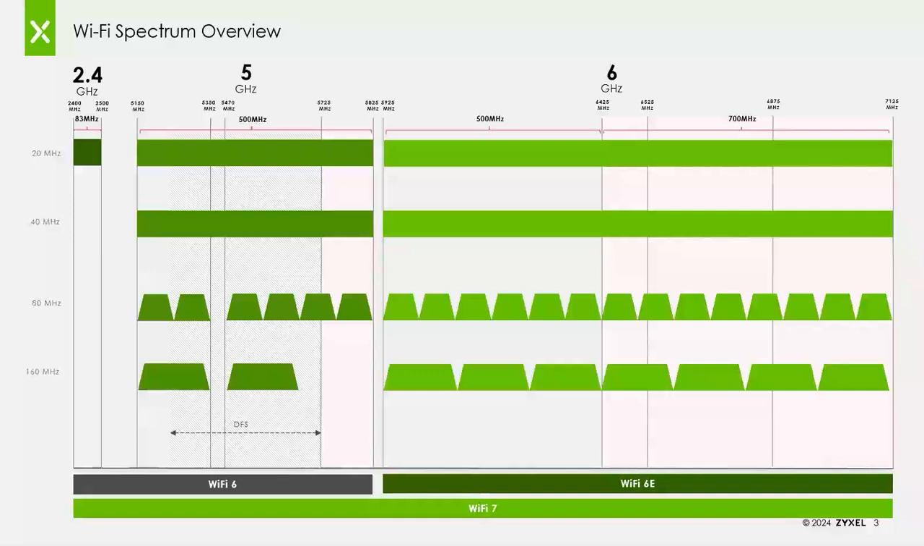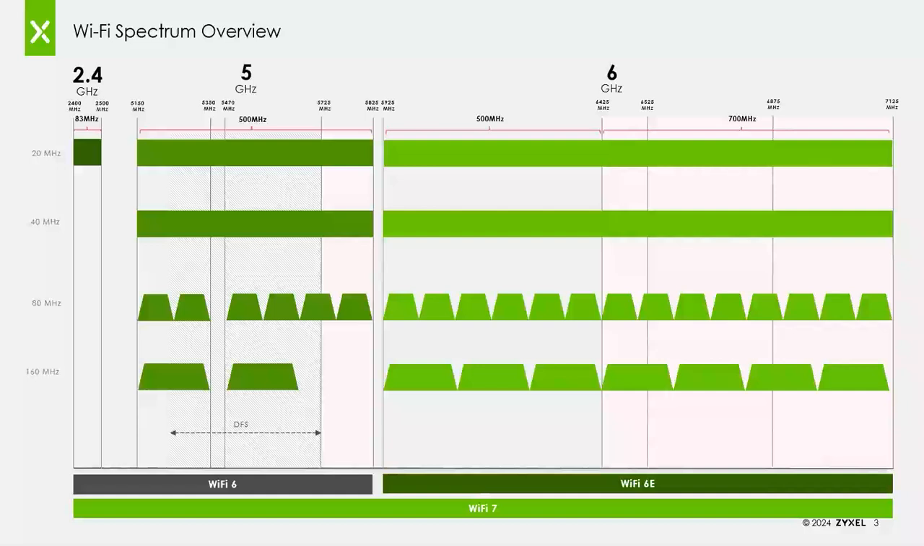We ran into this question just the other day when we were launching these new access points here, and it was, well, why are you doing 2.4 and either 5 or 6 gigahertz? And the answer to that is 2.4, despite the limited bandwidth, despite the interference issues you may run into.